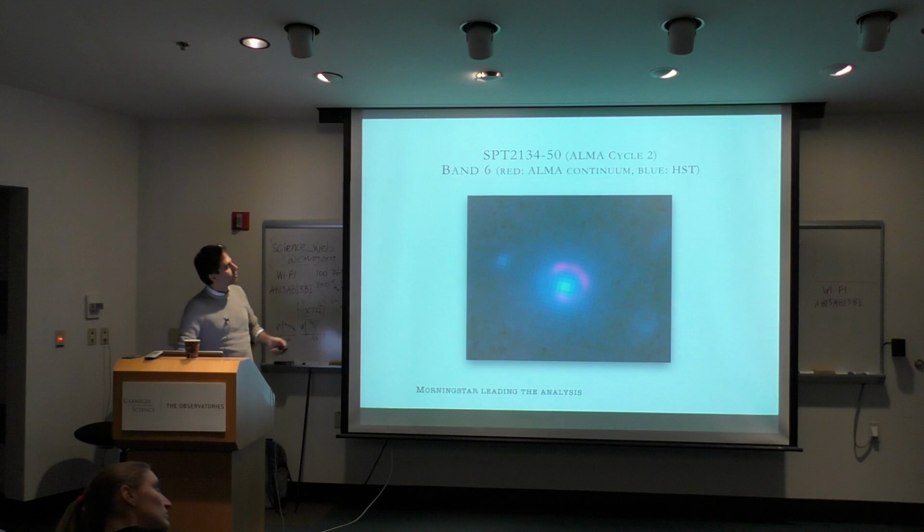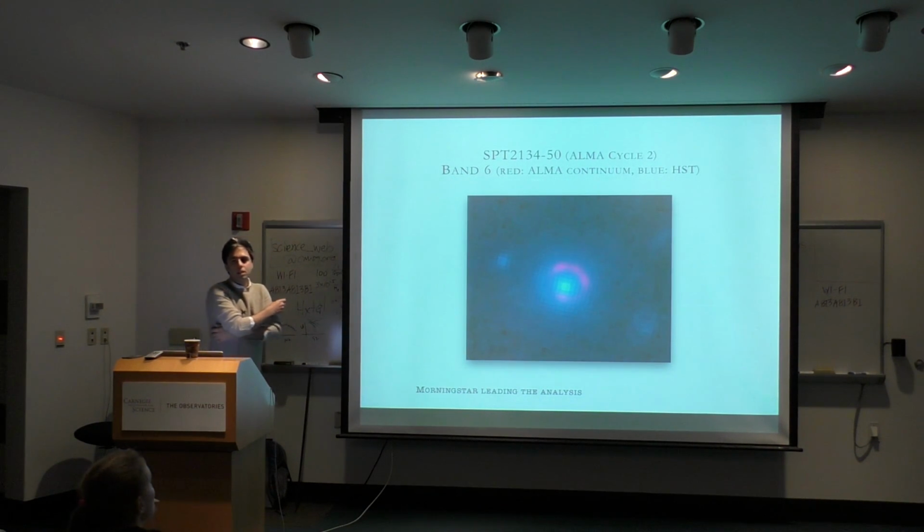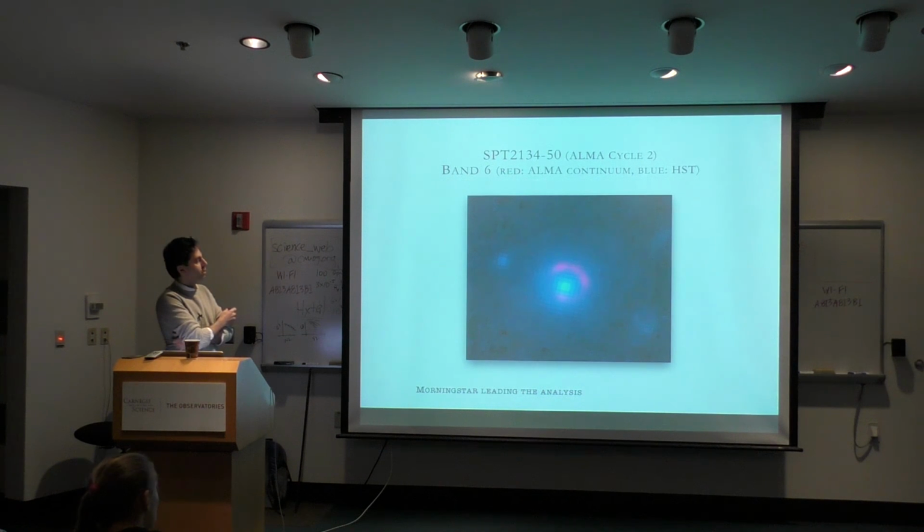So we have some data from cycle 2. This is another SPT lens from cycle 2 for the substructure analysis that I'm talking about. So again, in blue we see the HST image.